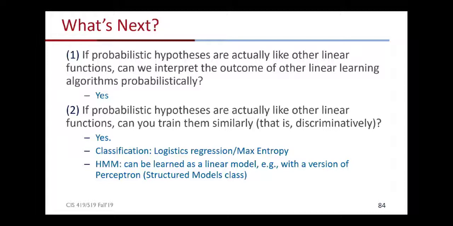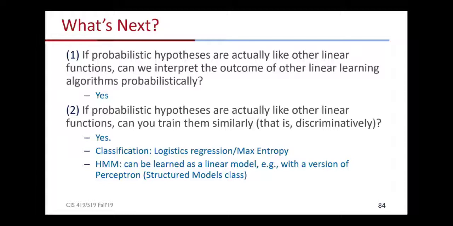And we can do it by introducing these two questions. So one, if probabilistic classifiers are actually just like linear classifiers, which I just argued, can we take the outcome of any linear learning algorithm and interpret it probabilistically? And the answer is yes, and in fact we've already commented on it. You can always scale the output to behave like probabilities.